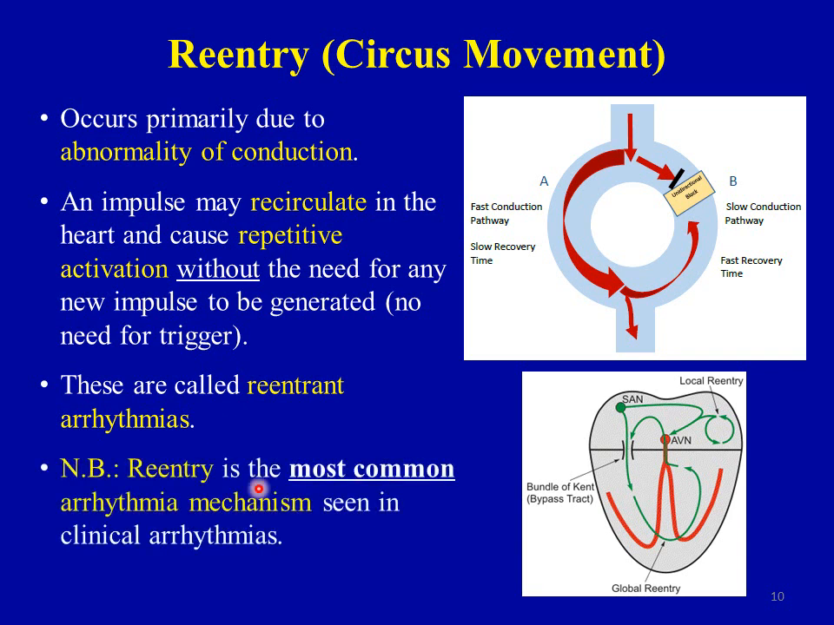Reentry arrhythmia is the most common arrhythmia mechanism seen in the clinical setting. So the most common cause of arrhythmias that we see in patients in the clinic is due to reentry or the circus movements.